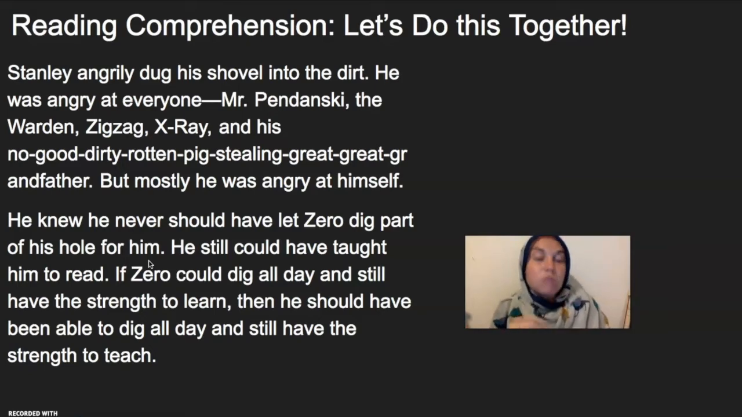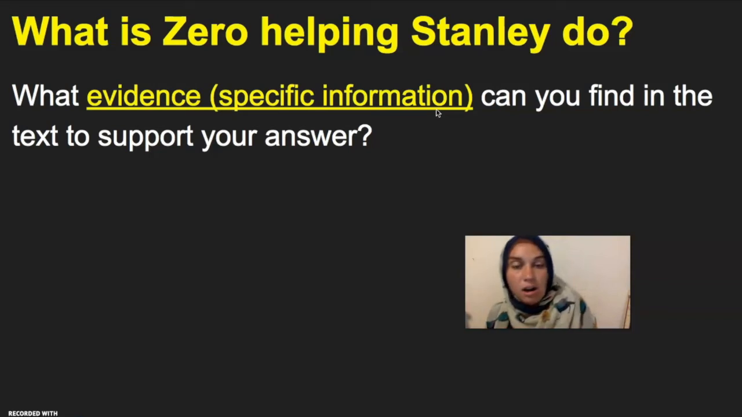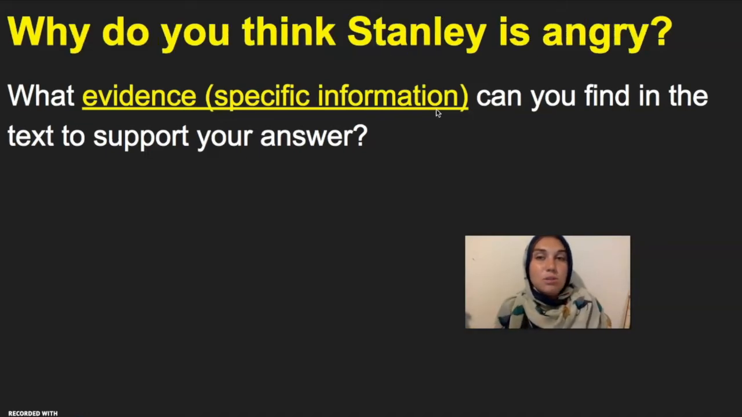Our evidence, the reason that we know this answer, is right here in this quote. He knew he never should have let Zero dig part of his hole for him. This quote is our evidence that supports our answer, okay? So, if I asked you that on a test or quiz, you could say, this quote supports our answer because this is specific evidence from the text, all right? Great job. Let's look at the last question.